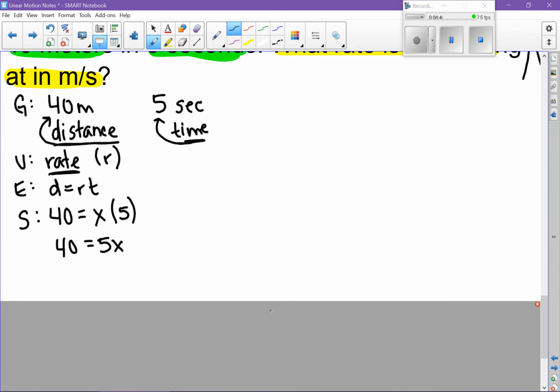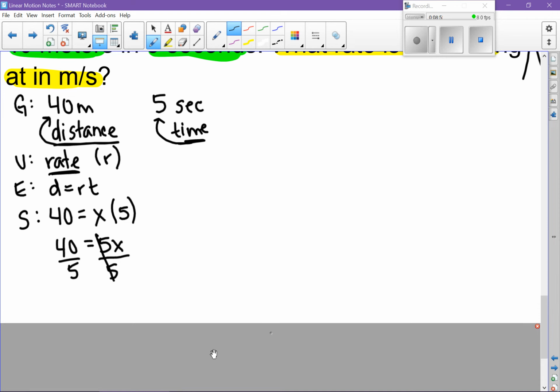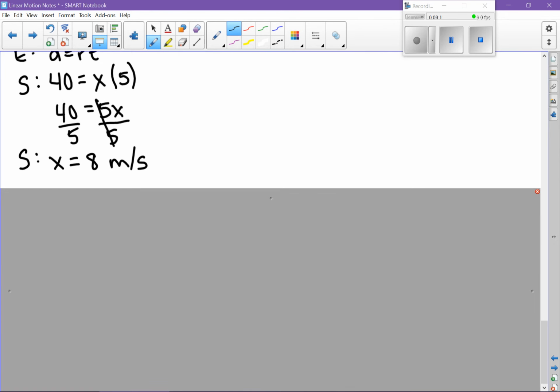So now to solve this, you're going to divide both sides by 5. You need to write down all of that work. Okay? This cancels out. So when we solve it, the final answer that we get is x equals 8. And it tells us the rate, again, something over something, is meters per second. Alright, so we've done distance, we've done rate, and let's do one more example.